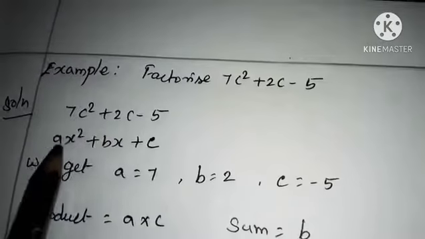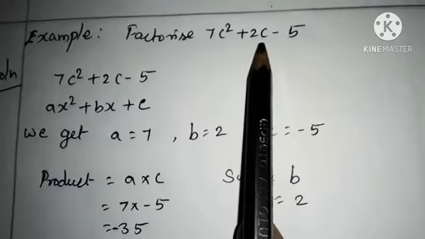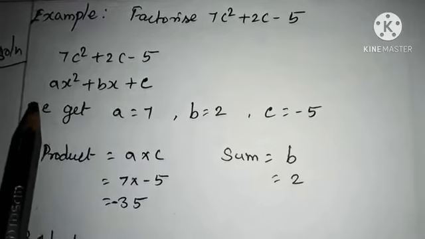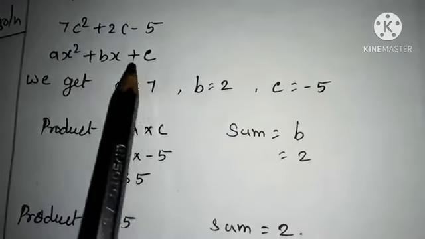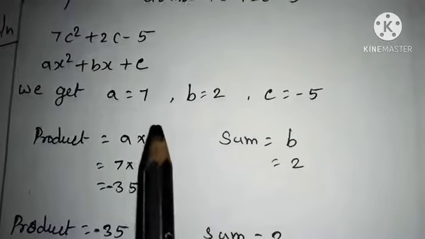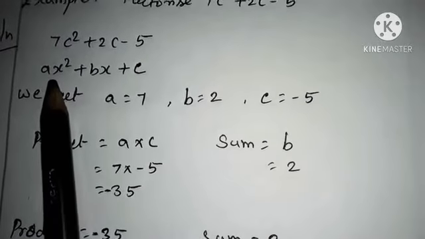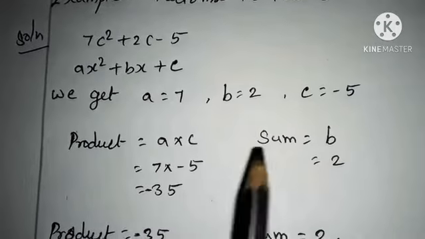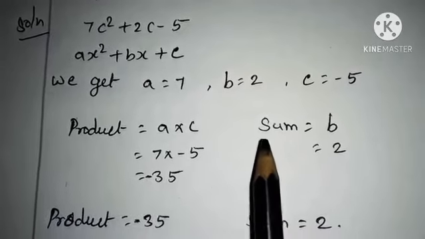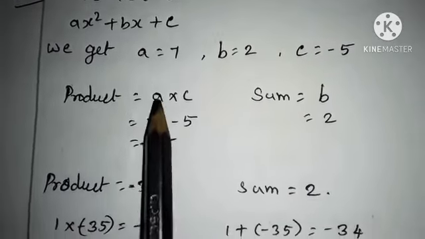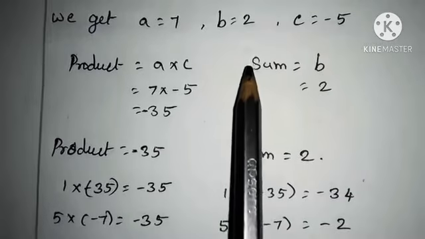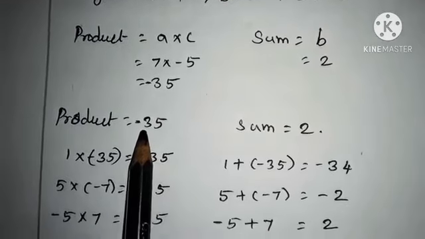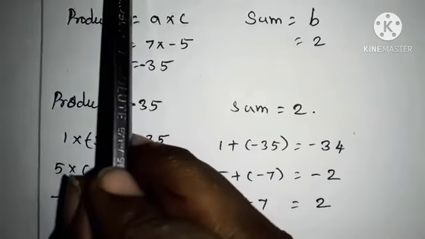Let's see one more example. Factorize 7c square plus 2c minus 15. It is also in the form of ax square plus bx plus c. Here we get a is equal to 7, b equal to 2 and c equal to minus 15. Here also we do not have any common factor and we are not able to use the identities. We are going to find the product and sum. The product can be found by a into c and the sum is equal to b. When we multiply a into c, we get the product as minus 35 and the sum is equal to 2. With this minus 35, we are going to find the factors.